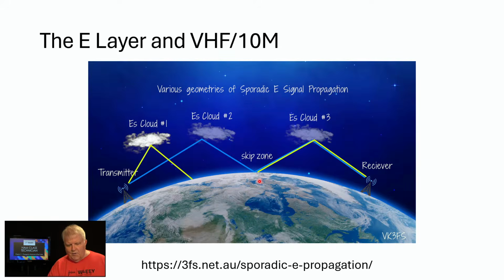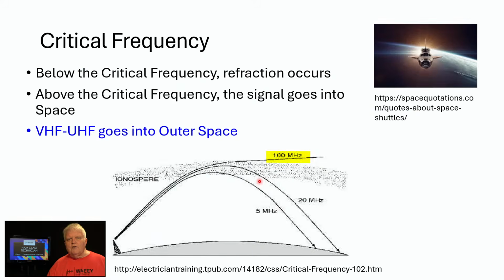Some terminology that I want you to know about: critical frequency. With the ionosphere, below this critical frequency, refraction of a radio signal will occur, and the signal will come back down to Earth. So here we have a 5 megahertz signal, it's coming back down, a 20 megahertz signal, that's coming back down. But somewhere between 20 and 100 megahertz is the critical frequency. Above the critical frequency, refraction does not occur, and the energy goes out into space.